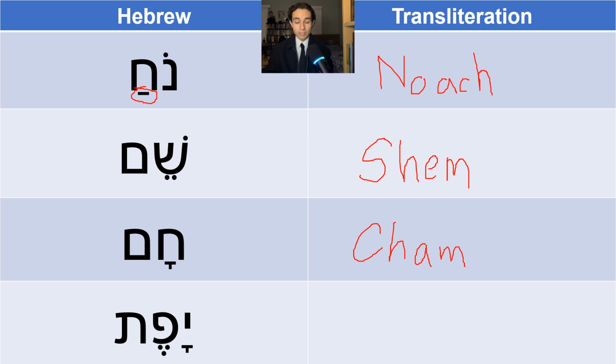Cham. Last time I'm going to say: in English, to transliterate chet, I would use a ch. In Spanish, a j. Yafet. Yafet. So here we have Noah and his 3 sons.